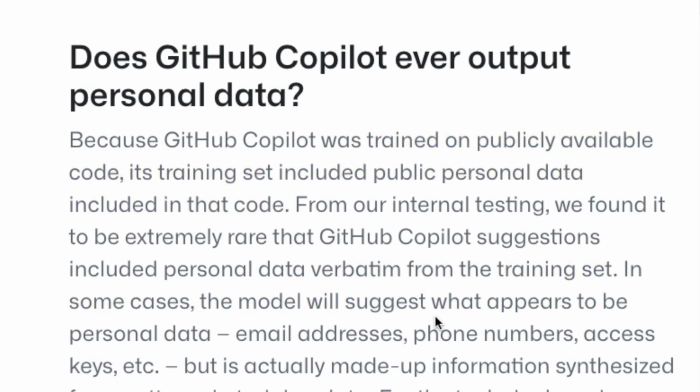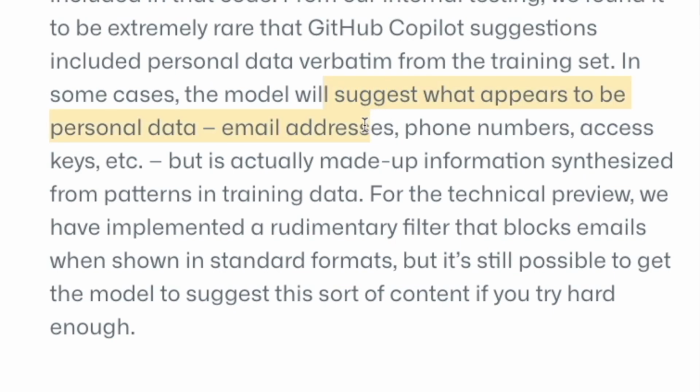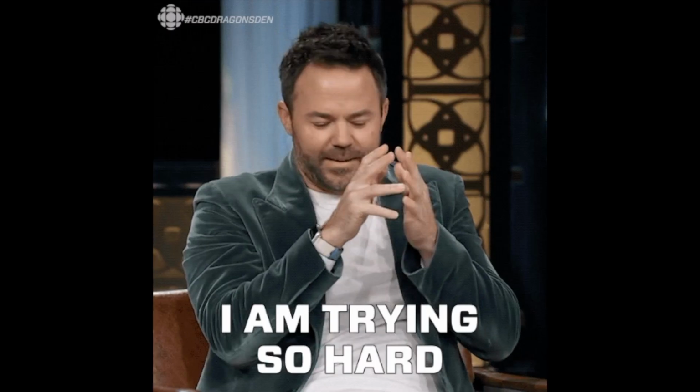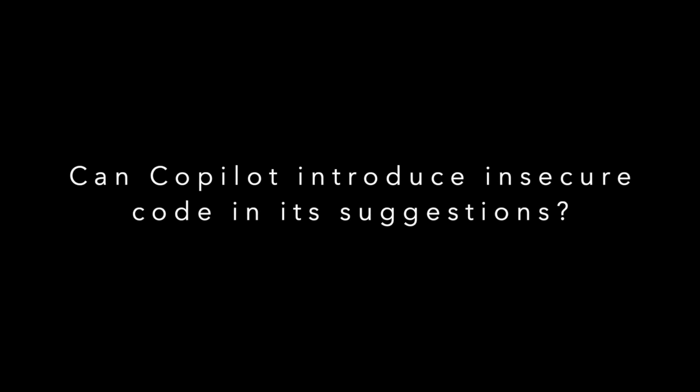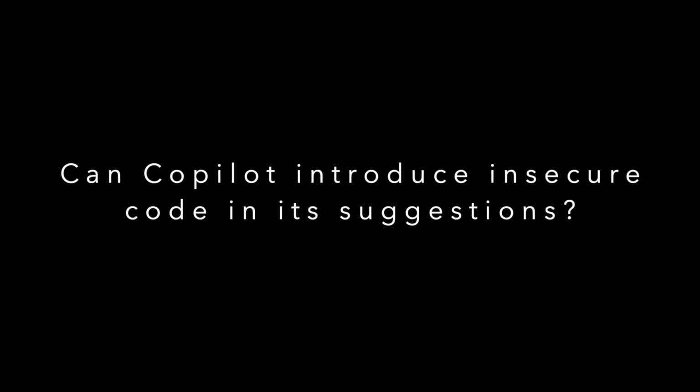So you might have seen the previous example, an API key, but that's only what it looks like on the surface. It is actually made up of information synthesized from patterns in training data. And in fact, for any emails that are being shown in the technical preview, GitHub has implemented a rudimentary filter that will block emails shown in standard formats. That said, it's still possible to get the model to suggest this sort of content if you try hard enough.